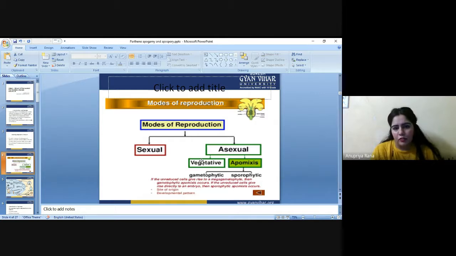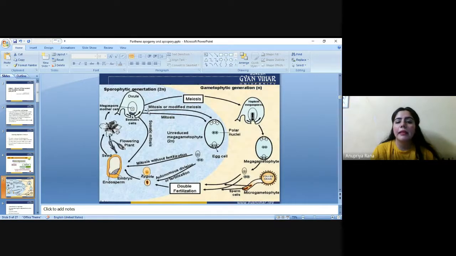Next, you can compare sexual reproduction and apomixis in this picture. Here you are seeing two diagrammatic representations of the modes of reproduction in plants.